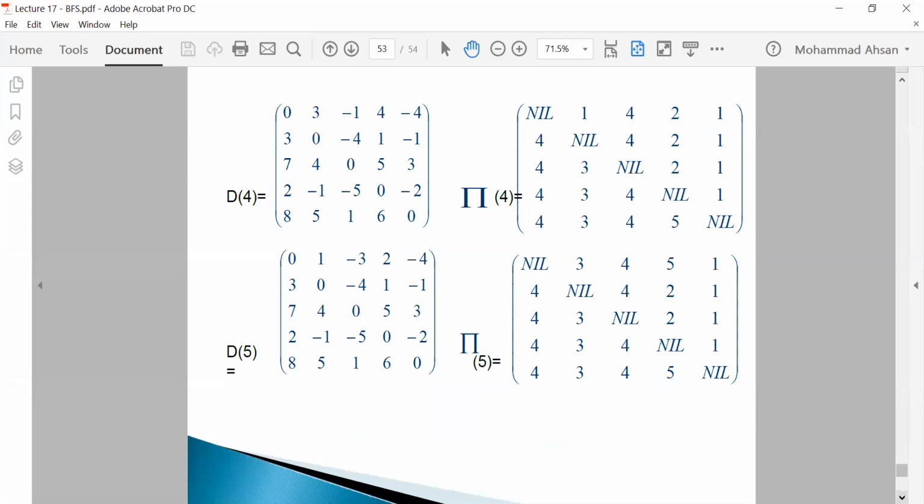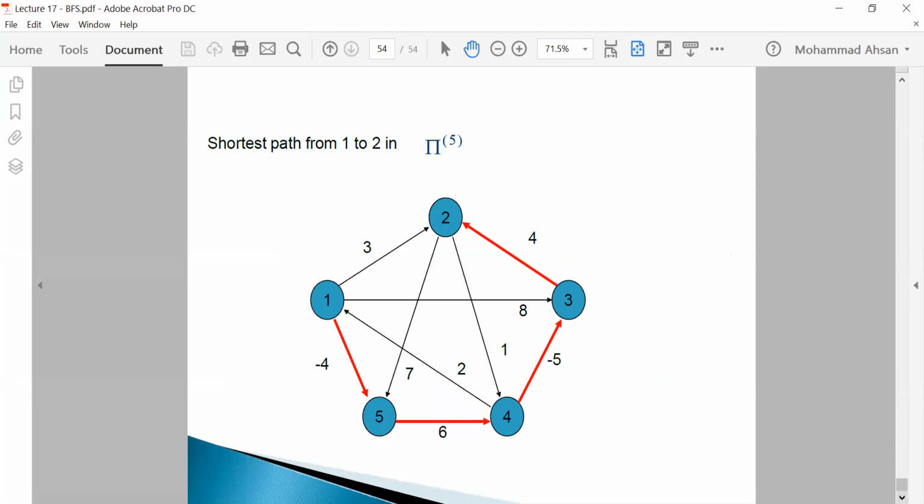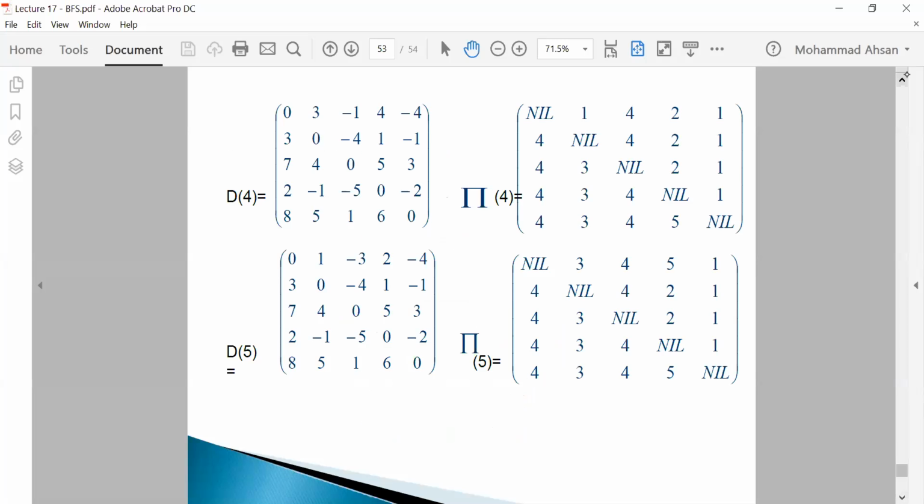Let me take an example. What is the shortest path from 1 to 2 eventually in the graph? That is marked with red here. So you're going from 1 to 5, 5 to 4, 4 to 3, and 3 to 2. So how is it represented in the matrix here? This is 1, 2, 3, 4, 5.